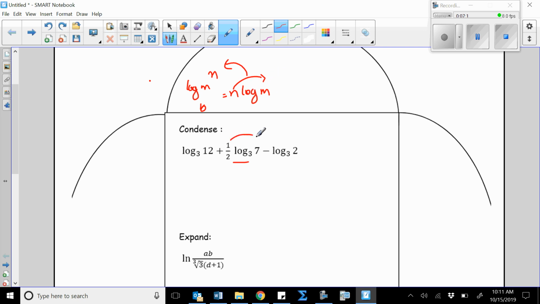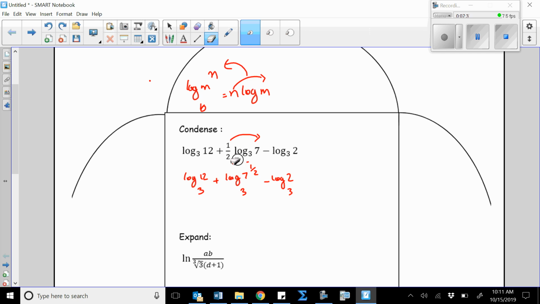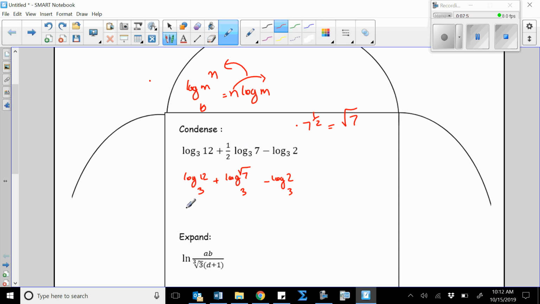So this is what I'm going to do now. I'm going to move this 1 over 2 as the exponent of 7. So this will be log of 12 plus log of 7 to the power of 1/2 minus log of 2. On the other hand, we know that 7 to the power of 1/2 is actually square root of 7. So I'm going to change this to just square root of 7 to make it easier for myself.